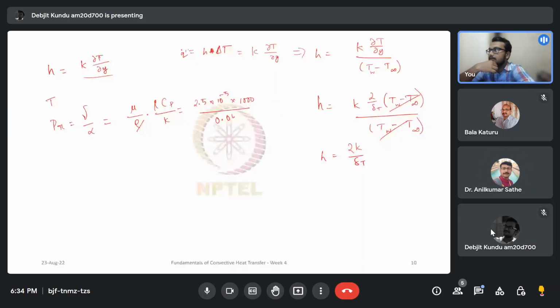And we know δ over δT is equal to Prandtl number to the power one third. So that is 0.625 to the power one third. How much is this?